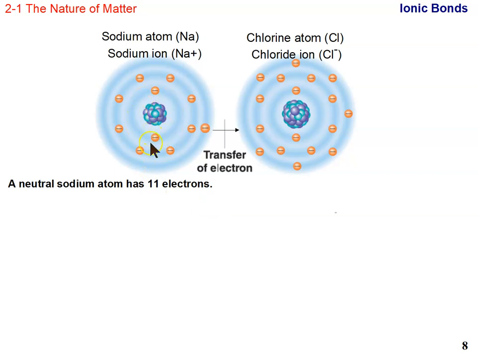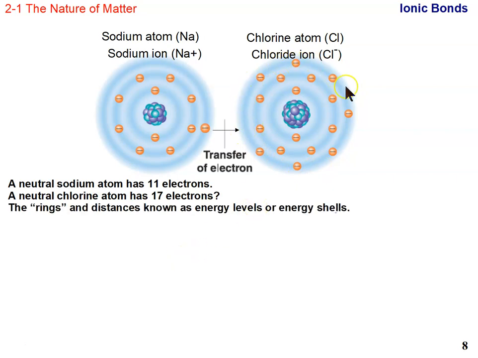You'll notice that there are these rings that represent what we refer to as energy levels. And you'll notice that there are 2 electrons in the first energy level of sodium. There are 8 electrons in the second energy level of sodium. And in the third energy level, there's only 1, for a total of 11. A neutral chlorine atom has 17 electrons. So again, 2 in the first energy level, 8 in the second energy level, and then 7 in the outer energy level.